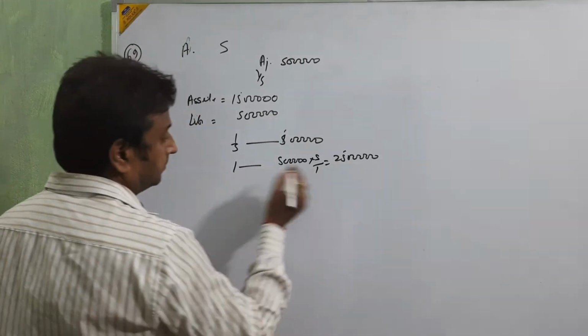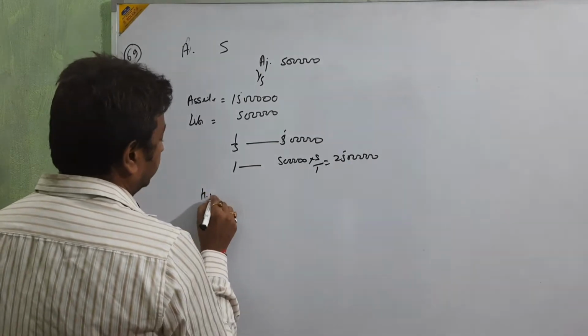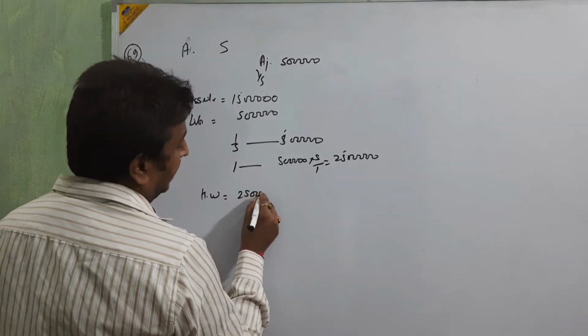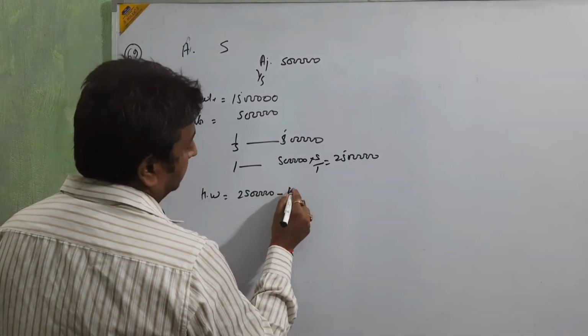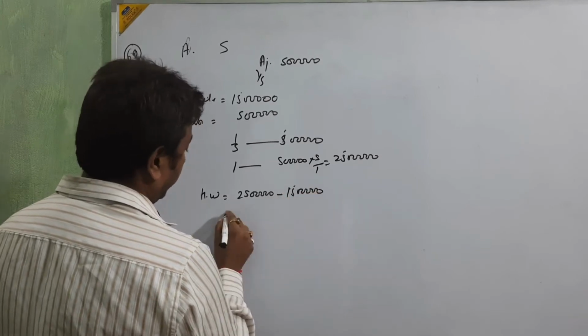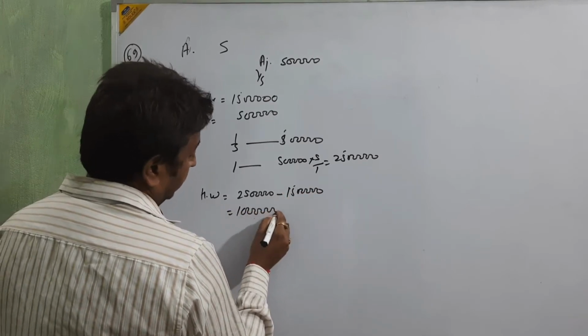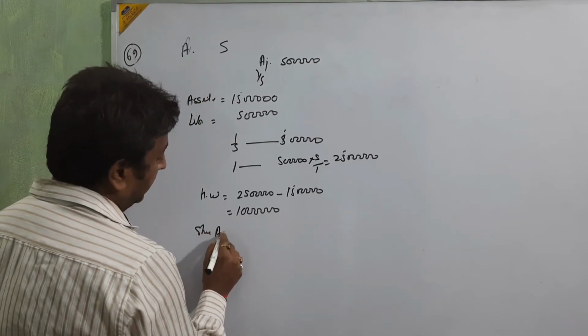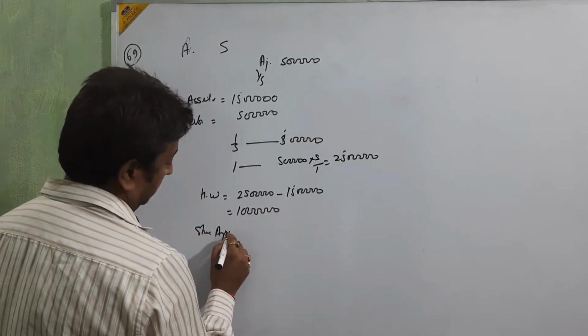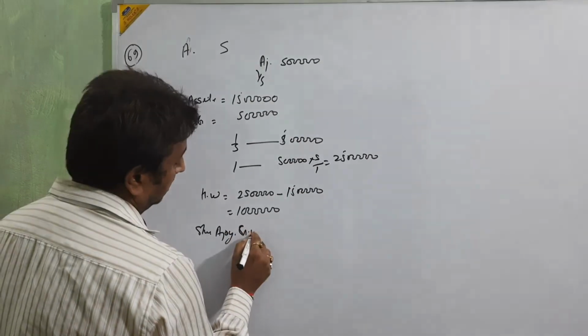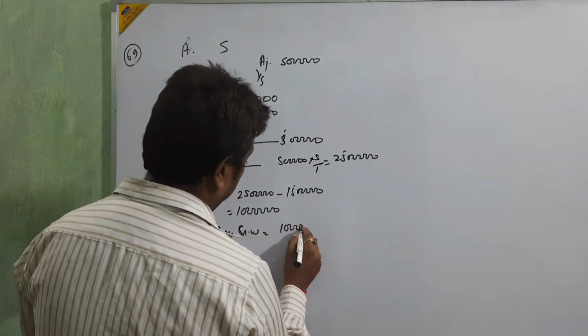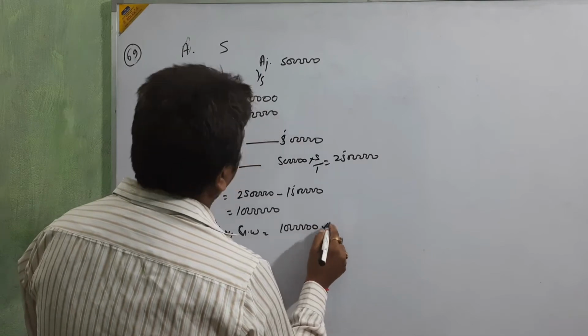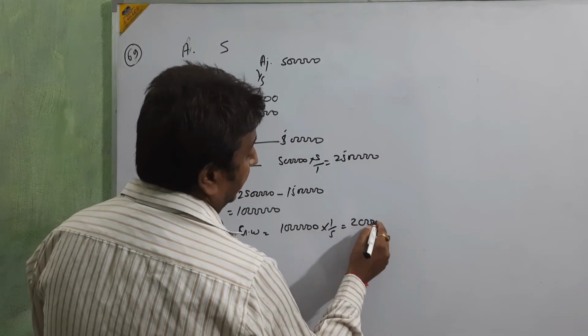Then hidden goodwill is equal to 25 lakh less 15 lakh. Okay, then hidden goodwill is 10 lakh. Okay, then share of Ajay in goodwill, it means 10 lakh into 1 upon 5, 2 lakh.